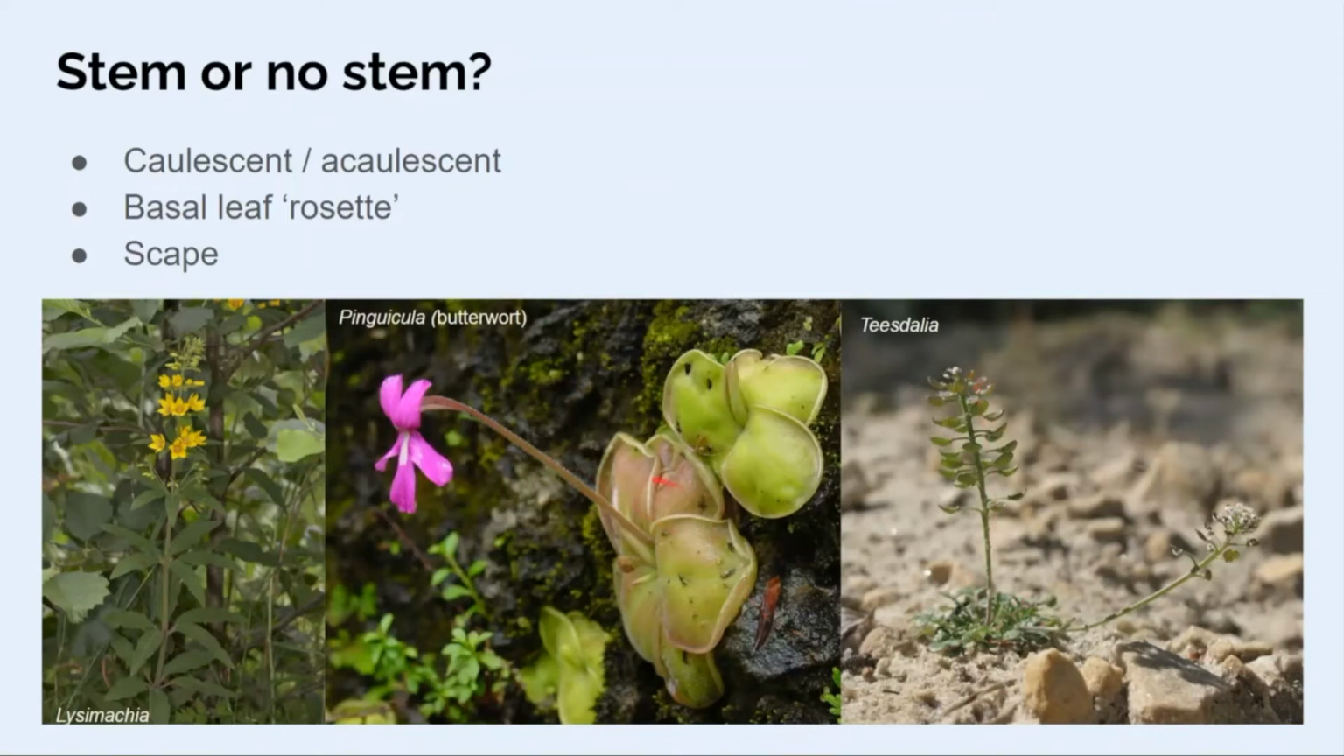So if the leaves are only at the base, they're often called rosette, as it says there. And sometimes you run into this term scape as the flowering stalk of an acaulescent plant. And sometimes you run into a scapegoat if you look really carefully. Not actual size. Or is it?